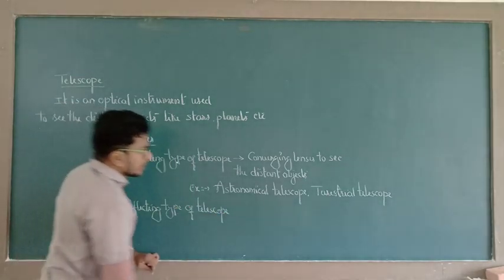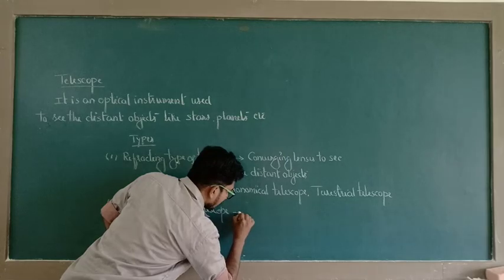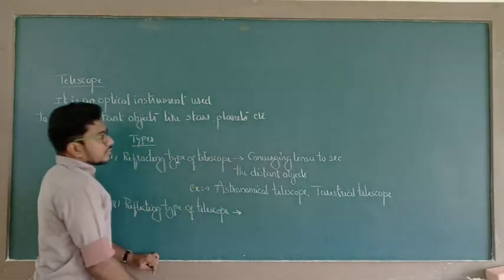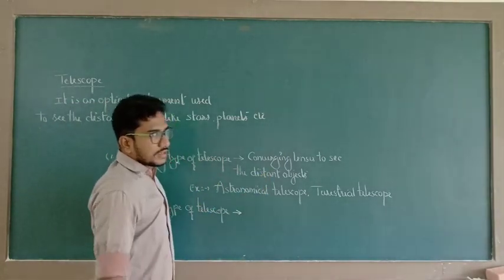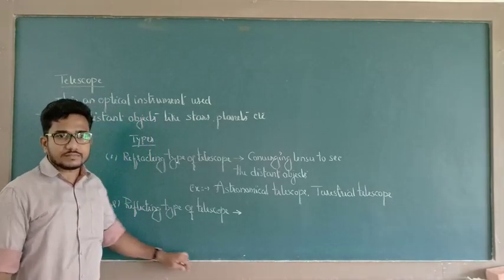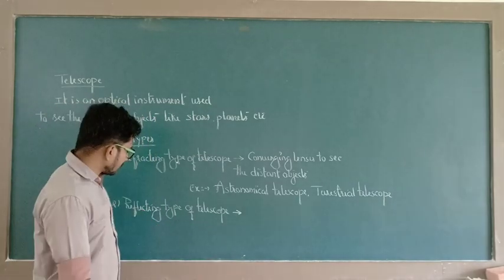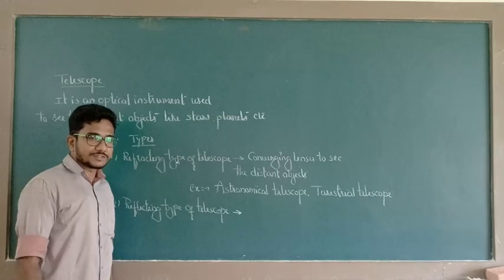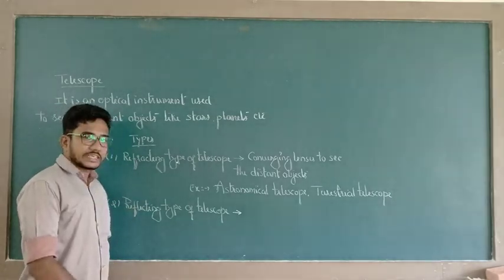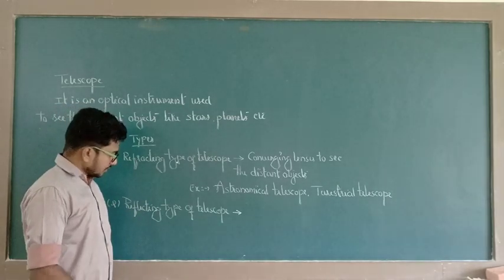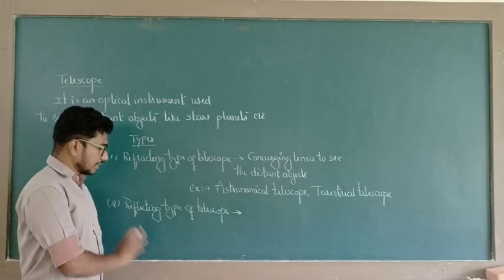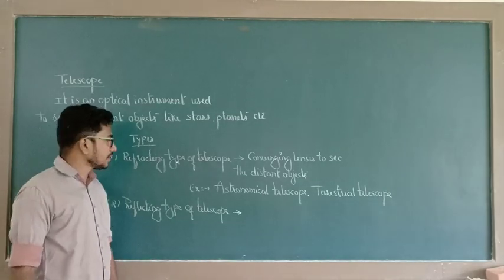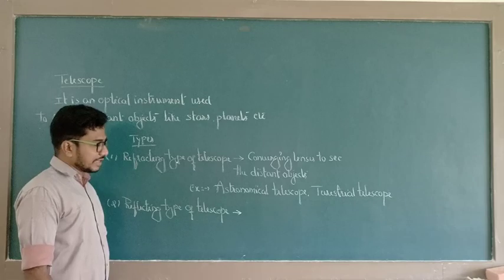In a reflecting type of telescope, instead of a lens, we are going to prefer mirrors. In actual practice, we prefer a reflecting type of telescope instead of a refracting type of telescope. I will explain the reason why we prefer a reflecting type of telescope instead of a refracting type.